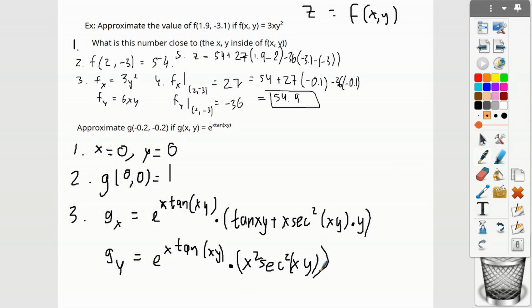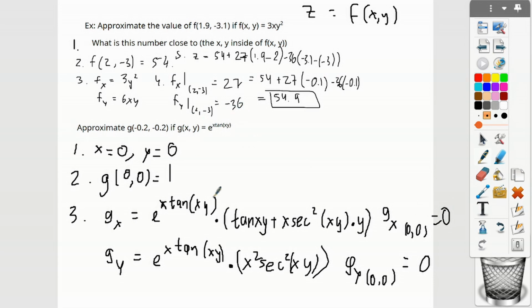And if you evaluate this, what you get is a very nice conclusion, because since x and y are both 0, this becomes 0, so x squared is 0, so g sub y at 0, 0 is 0. And then for g sub x, tan of 0 is 0, and 0 times this chunk is 0. So it's 0 plus 0, which is 0. Anything times 0 is 0. So g sub x at 0, 0 is also 0.